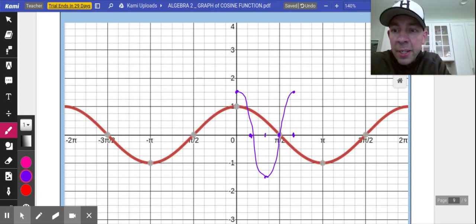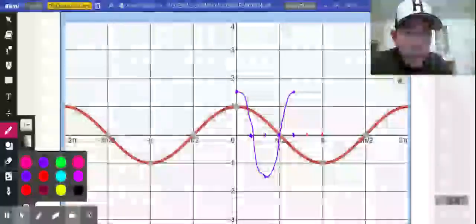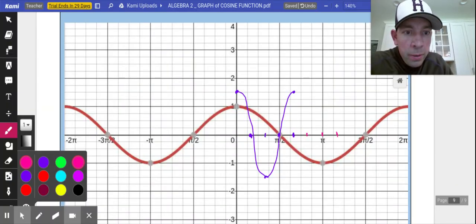But let's say we continue to break everything into thirds. So we got a third there, a third there. We're going to be right there, right there. Okay, so this right here is your 4 pi over 3. That's where you're going to finish that second cycle. So we're going to start up here, cross here, bottom out at pi, cross, and then peak right here.